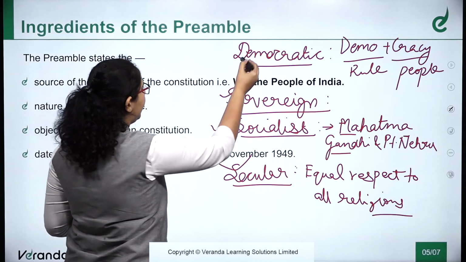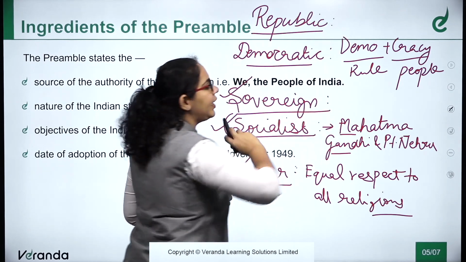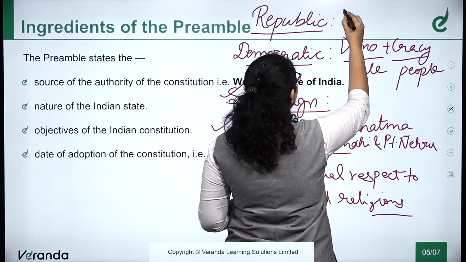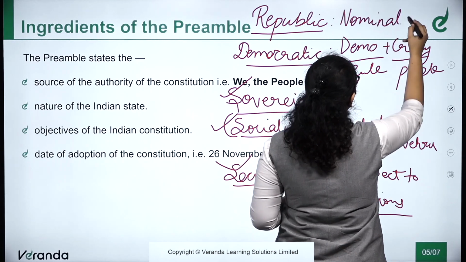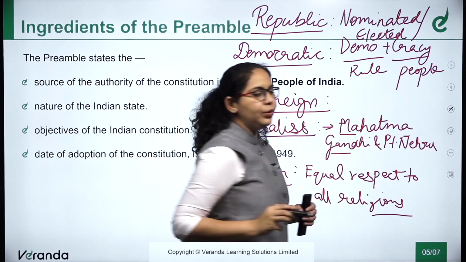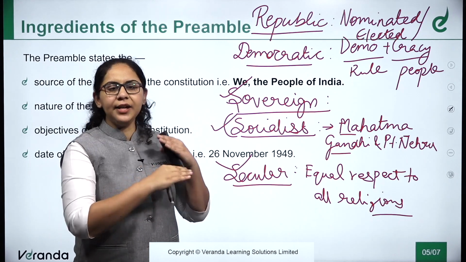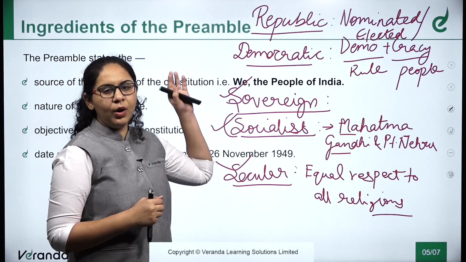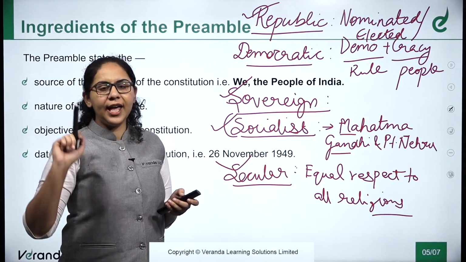Last but not the least, republic. It means that the head of the state in India is elected or nominated, but not in a hereditary position. Let me explain this to you. In Britain, we have the head of the state, the queen, who is from the royal family, and it is a hereditary position. Only people of the royal family take this position. But in India, we have elections of the president, although the elections are indirect. So India is a republic in nature in that the head of the state is not hereditary.